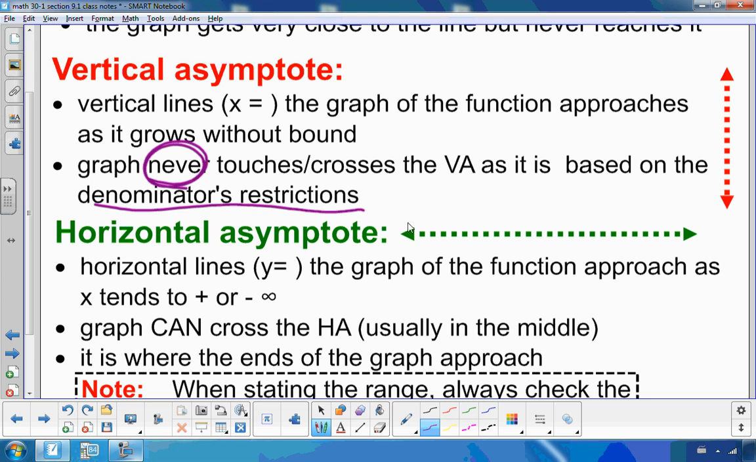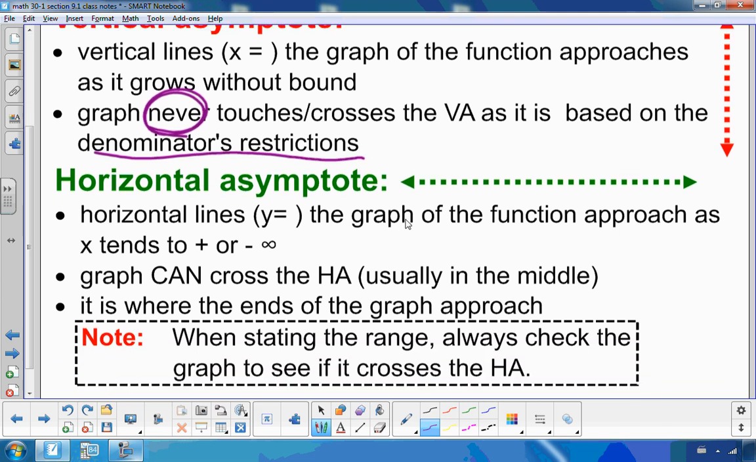A horizontal asymptote runs horizontally left to right, so it is a y-equals equation. So this is what the ends of the graph are doing. So as I make x really, really big in the positive or really, really small in the negative, what's happening to my graph? Where is y going? Now, horizontal asymptotes are a little bit different because it can cross the horizontal asymptote. If it does, it's right in the middle of the graph. A horizontal asymptote is what happens to the ends of the graph.